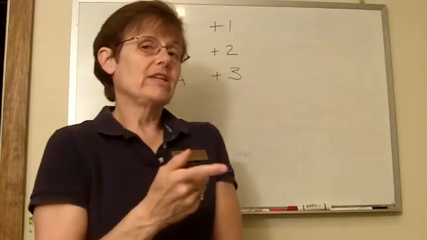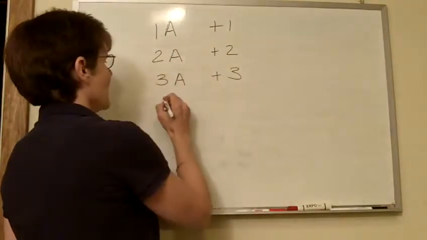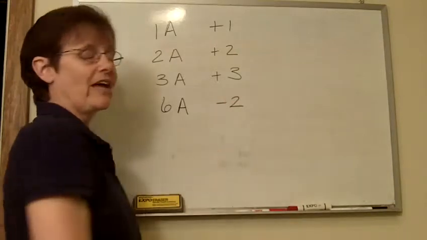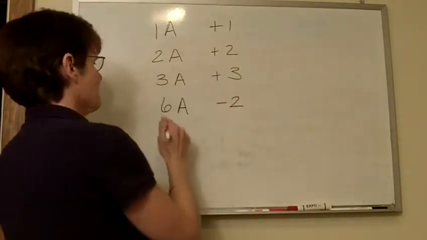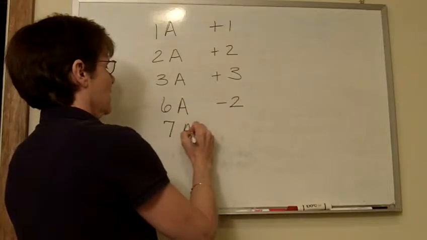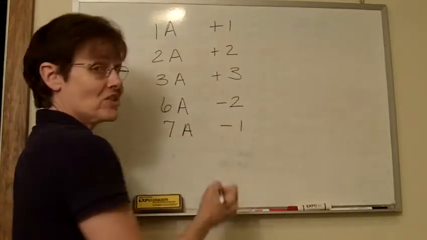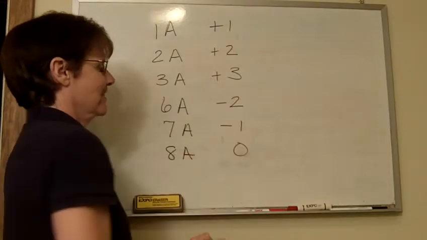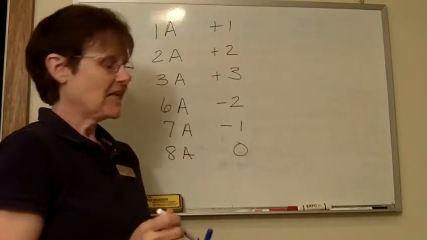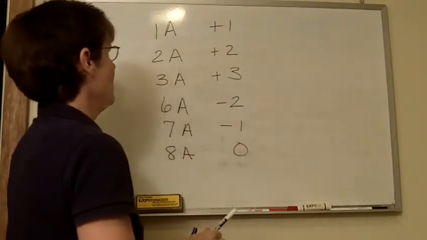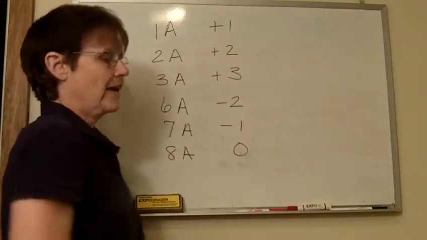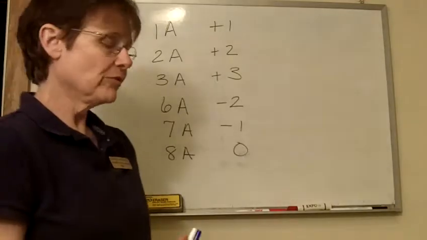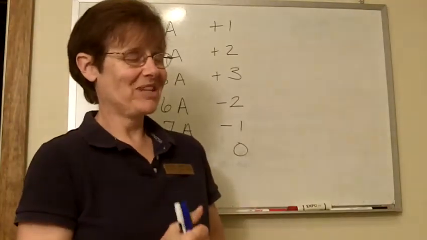So let's skip over to 6A. And in 6A, they will usually have a -2 charge. In 7A, they will have a -1 charge. And in 8A, again, they don't form ions. So the ones that I would like to have you remember are these. And another time we'll talk about why that happens that way. But for now, I just want you to remember that it does happen that way.